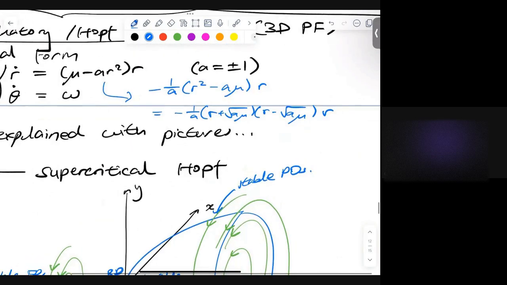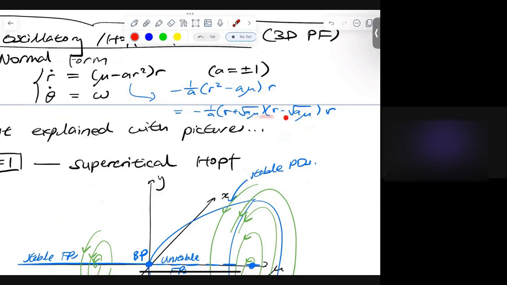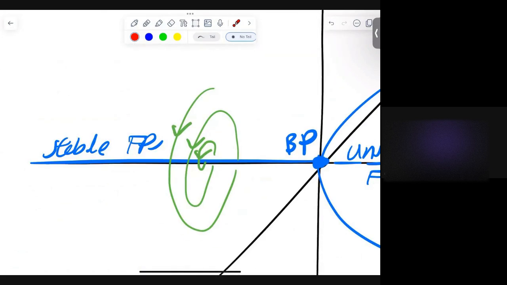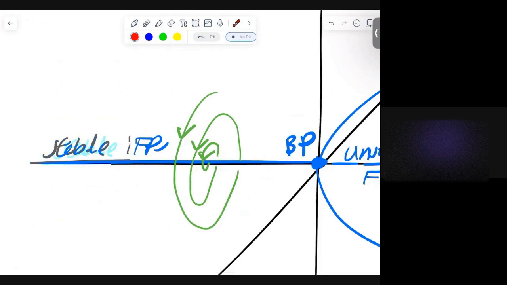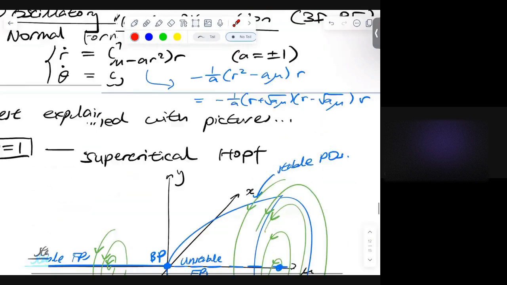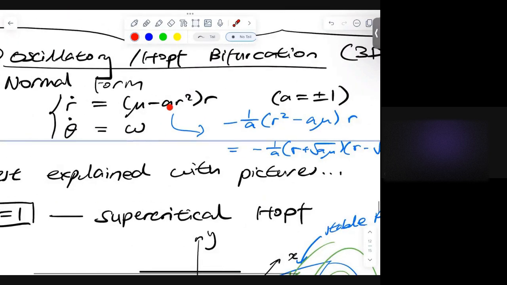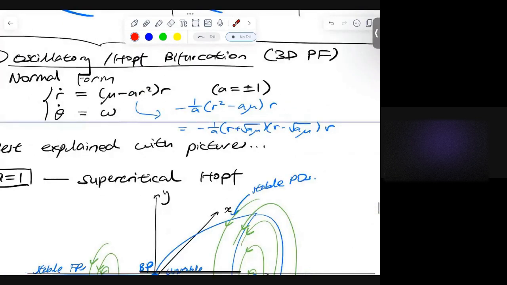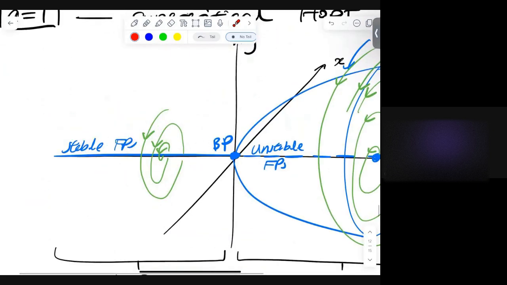If mu is less than 0 here, then we don't get any solutions for r because r is clearly greater than 0 and real. So the only point with r dot equal to 0 must be r equals 0. So that is our only fixed point for mu less than 0. And that turns out to be a stable fixed point that we spiral into. We can show that if you plug in some point, say r equals 1, with mu less than 0, you'll find that r dot is less than 0, which means we're decreasing in r.